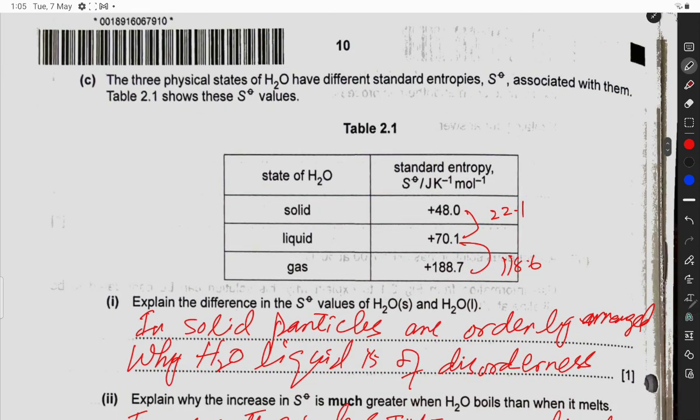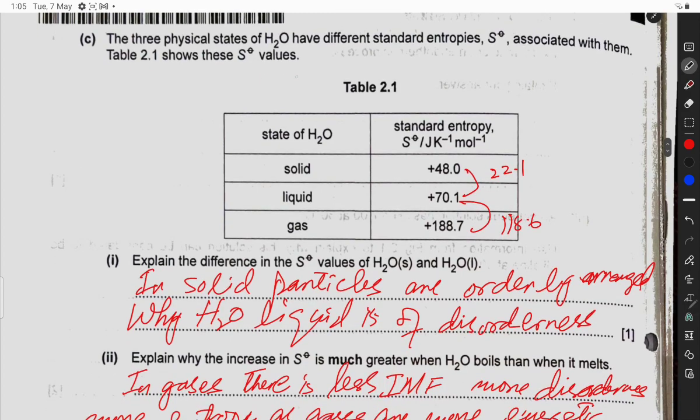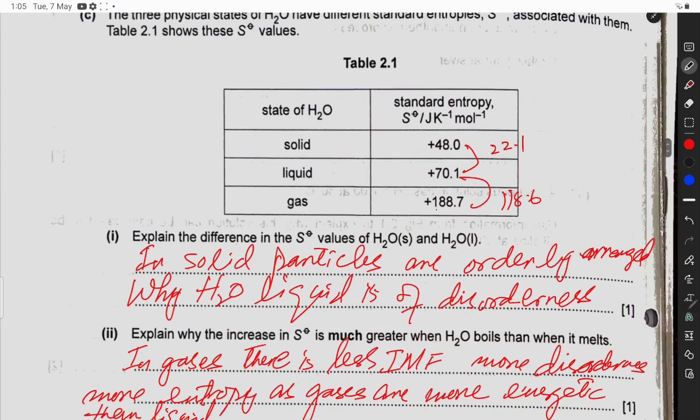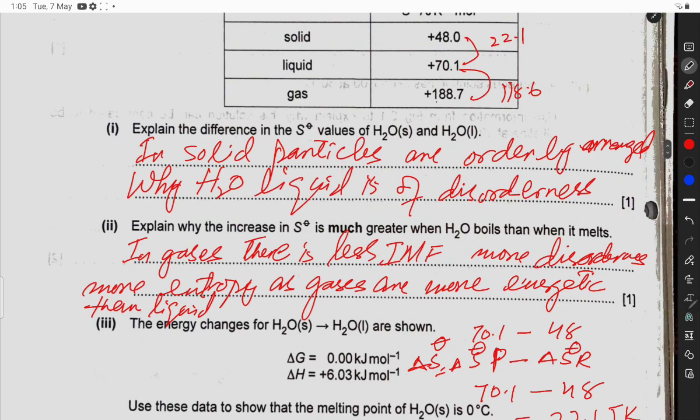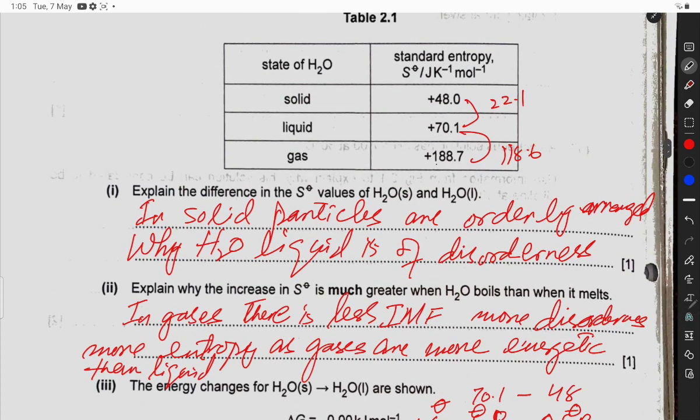Question part C. The three typical states of water have different standard entropies associated with them. Table 2.1 shows these entropy values: plus 48, plus 70.1 and plus 188.7. Explain the difference in entropy value of water solid and liquid. In solid, particles are orderly arranged, while water liquid has more disorderedness. So that's the reason for the difference in the entropy values of water solid and water liquid.